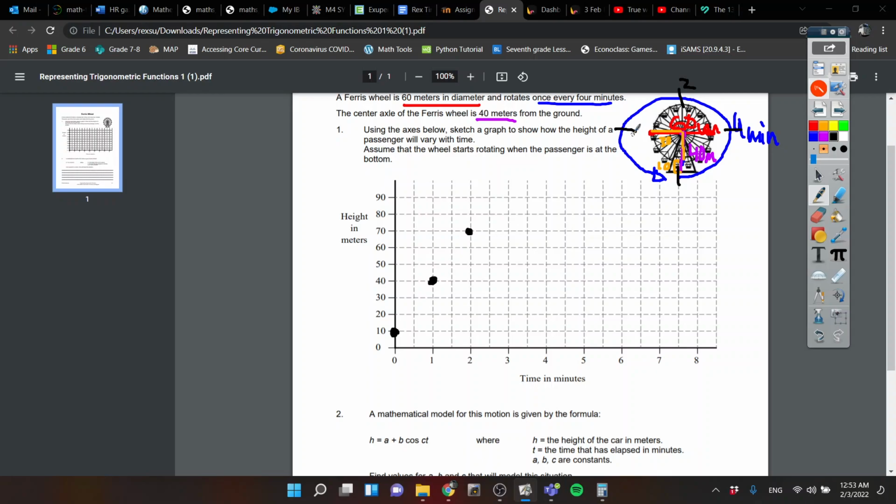And then at 3 minutes, I'm coming back down. So now I'm back here. And at 4 minutes, we're back to where we started. At 5 minutes, we're going around a second time. And this starts to get easy. Great. So then we need a way to connect these dots in a reasonable way.